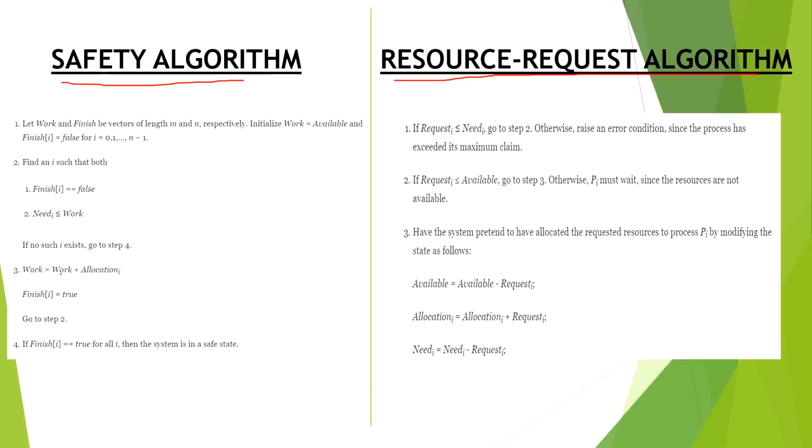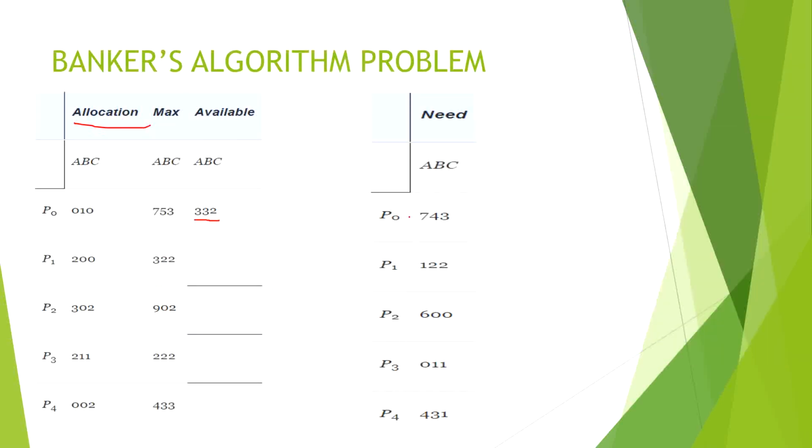Now the third step is that we make work equal to work plus allocation, after checking some conditions which I am going to talk about. So let's make the need array. How will we calculate it? Just take the difference of maximum and allocation. Maximum is the maximum amount of resources a process needs, and this amount it is already having. So how much does it need? Maximum minus allocation.